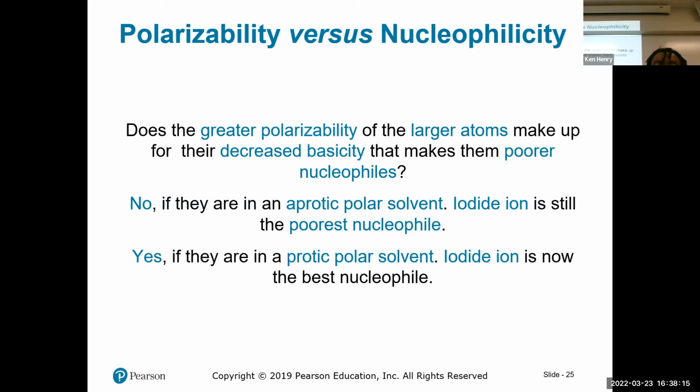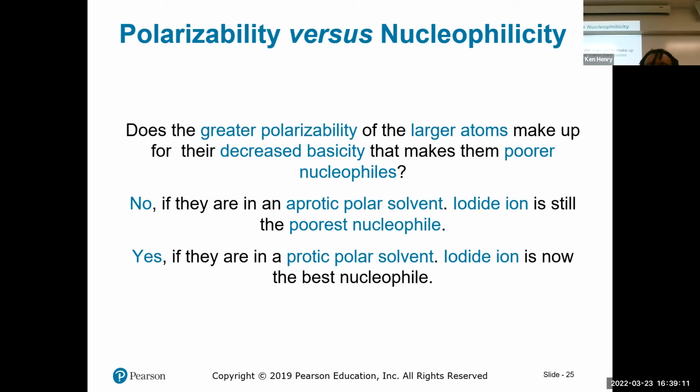And it says if they're in protic. Do you guys know what protic means? Aprotic basically means without hydrogen, or without a proton. So if they're in an aprotic polar solvent, iodine ion is still the poorer nucleophile. But if they're in a protic polar solvent like water, iodine is now the best nucleophile.